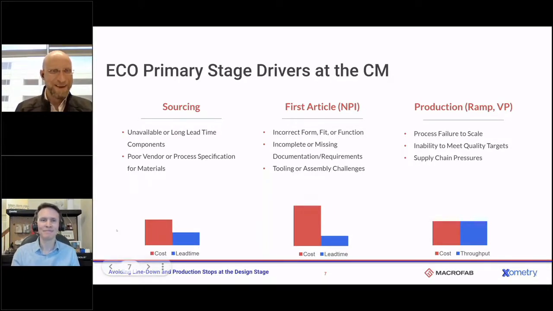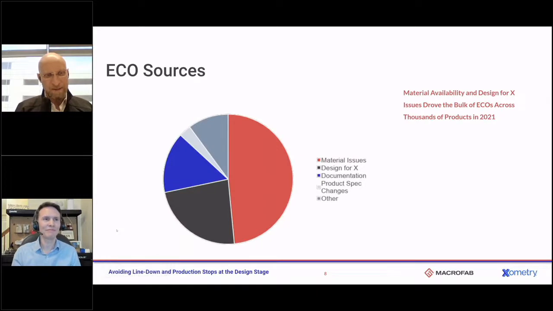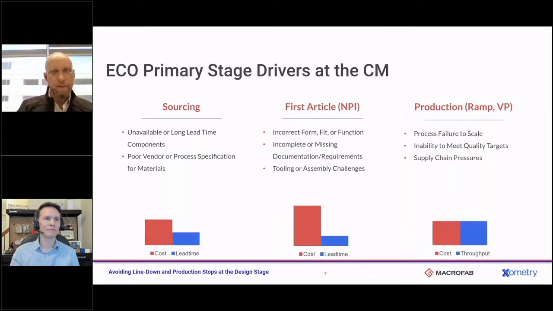Sorry, if we jump back one slide here real fast, looking at the first article. Once we've sourced all the materials, we're going to do a first article production, right? We're going to validate all these processes with the real production materials and try to put everything together. This is where we start to see issues around incorrect form, fit, or function. That PCB doesn't actually fit inside of that enclosure, or that screw boss is too long. We're going to see some issues there.